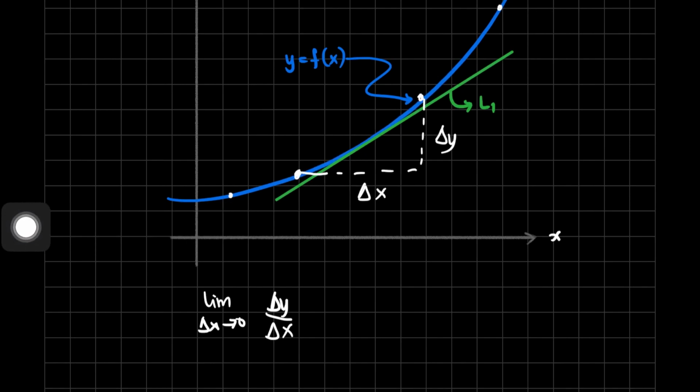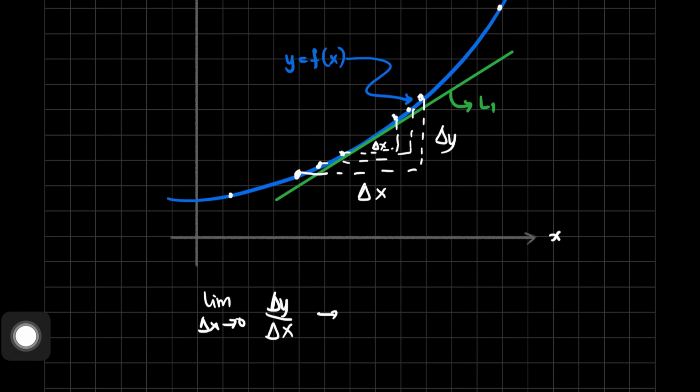Say for example, we consider two points here, and the change in delta x here would be smaller than the change in delta x here. And again, we consider two points here. We have a delta x here and delta y here, and the change in delta x here would be significantly smaller than this one. If we determine the limit of delta y with respect to delta x as delta x approaches 0, then this is now the slope of the curve at a given point.